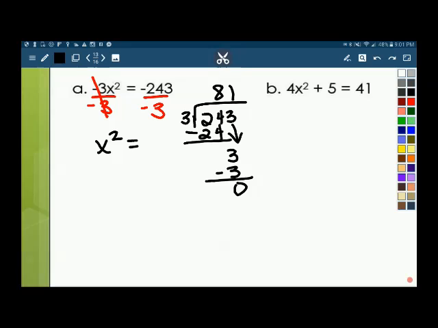So 243 divided by 3 is 81. So now I need to square root both sides, which will cancel my square and my root, giving me x is equal to, square root of 81 is 9, but make sure you include the plus and minus version.